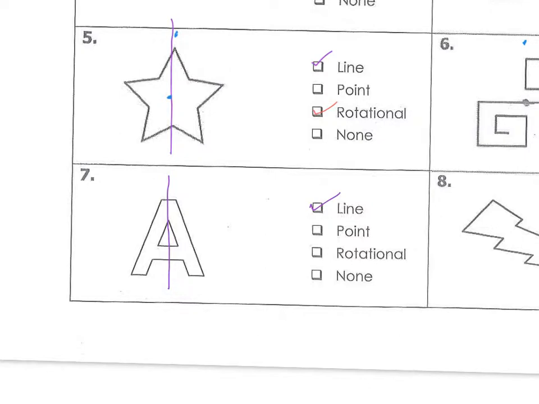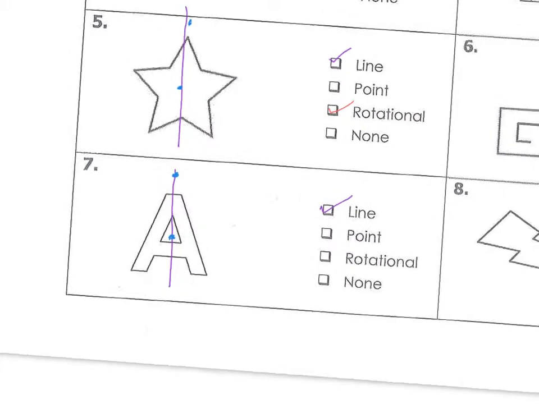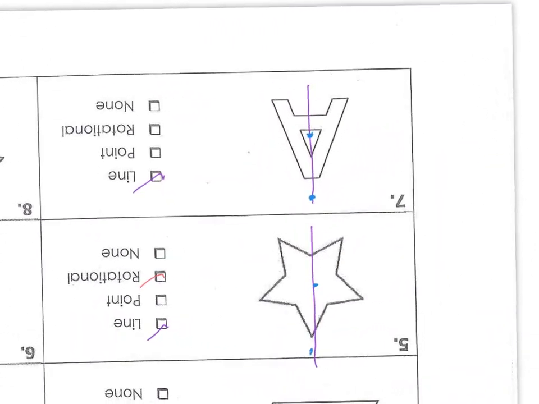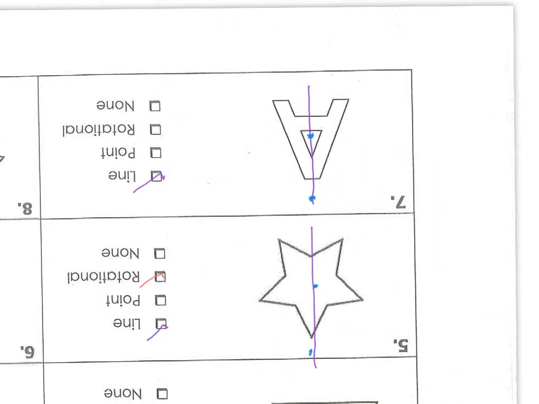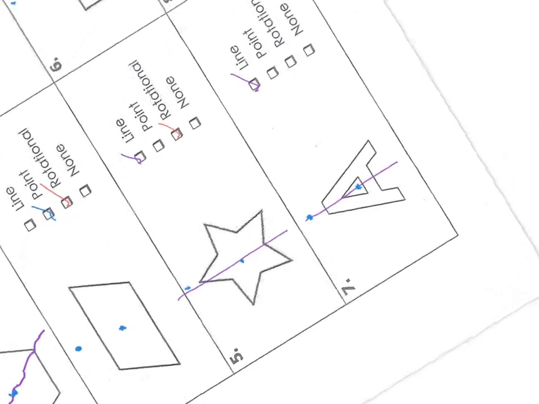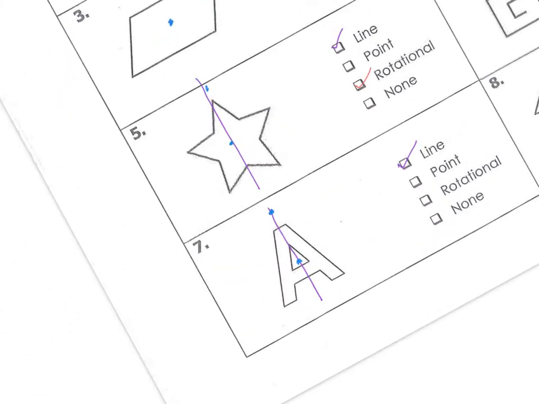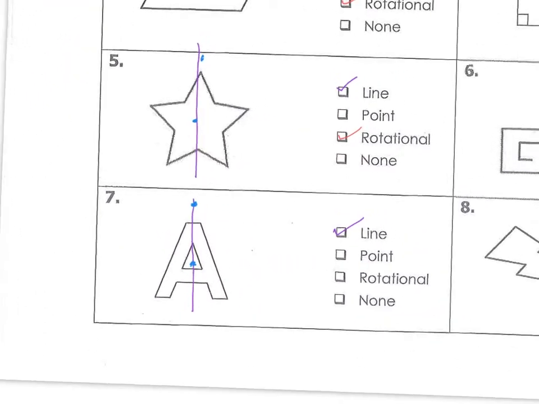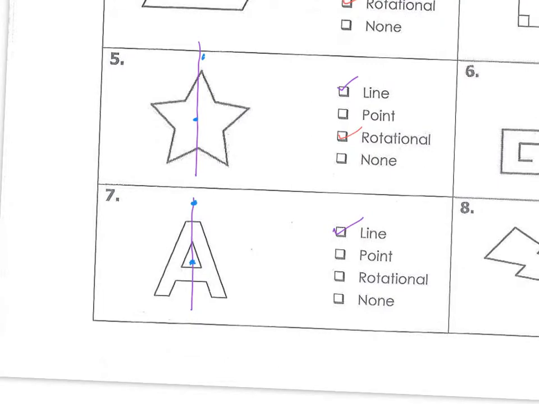So let's test point symmetry. I'm going to put a point right in the center, and put a point right above so I know where 180 is. What do you think is going to happen? If I rotate it, my A is going to be upside down, isn't it? So it doesn't have that. If I keep rotating it, will A ever map onto itself before 360? No. So all it has is line symmetry.